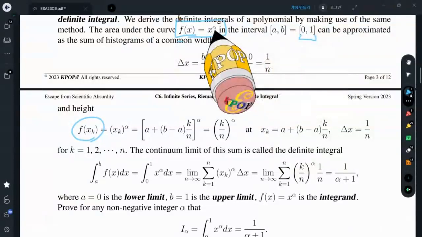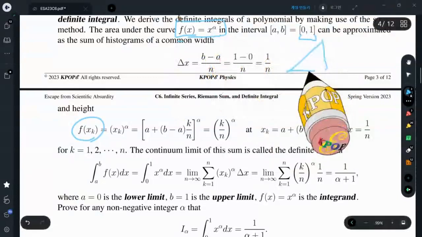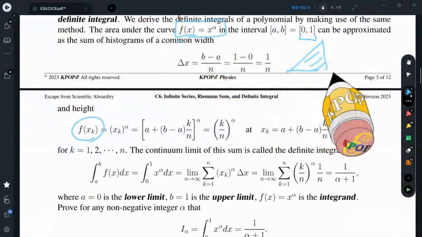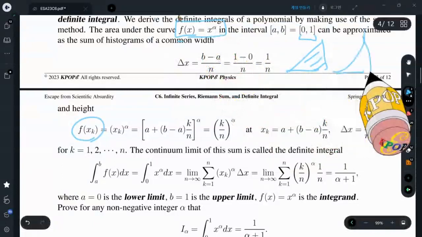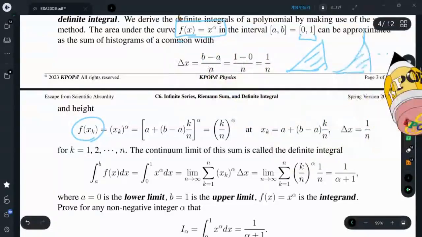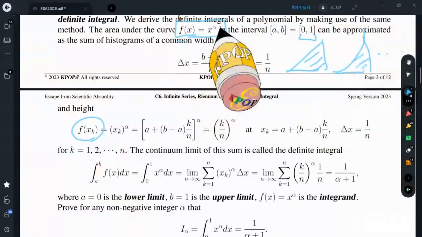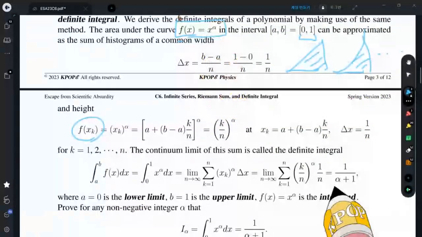We know when alpha equals 1, it is just a triangle. When alpha equals 2, it is a parabola, and so on. And many of you know very well about this integral whose value is 1 over alpha plus 1.